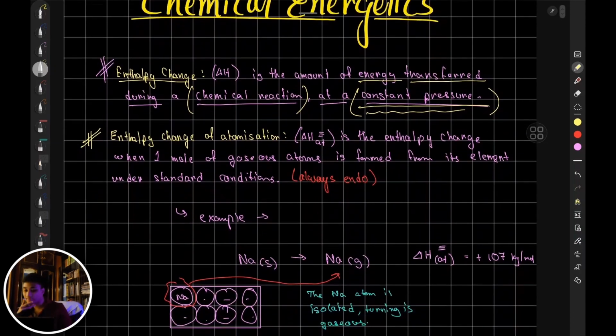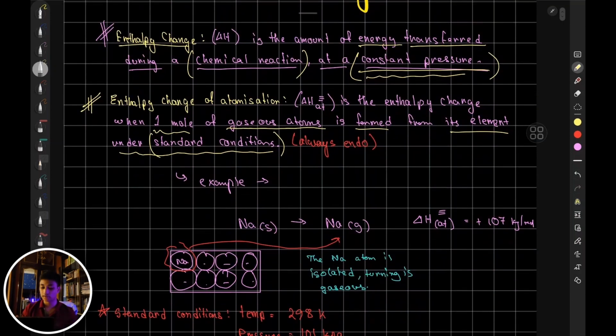So next we have enthalpy change of atomization. We denote it as ΔHat. It is the enthalpy change when one mole of gaseous atoms is formed from its element under standard conditions. So what are we doing? We're taking an element under standard conditions, let's say sodium, and we're turning it into a gaseous atom. Being a gas is very important.